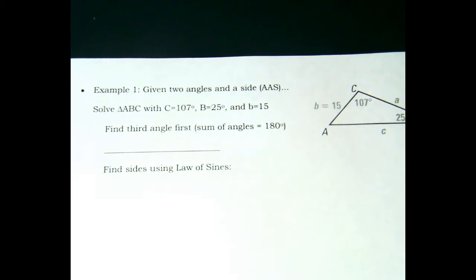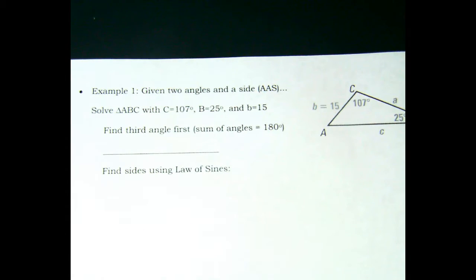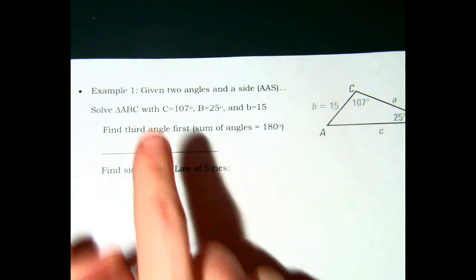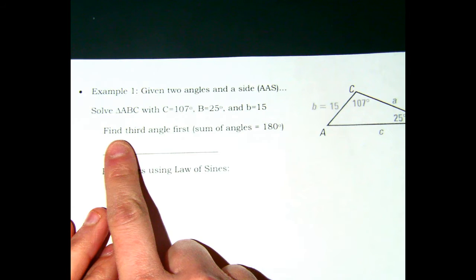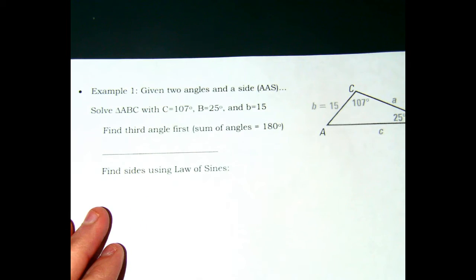Okay. Example 1. Given two angles and a side, so we have angle, angle, side, we are going to solve this triangle. When it says solve the triangle, it means we want every piece that is missing to be found. It says first, find the third angle. You know how to do that without even the law of sines. So let's find angle A.